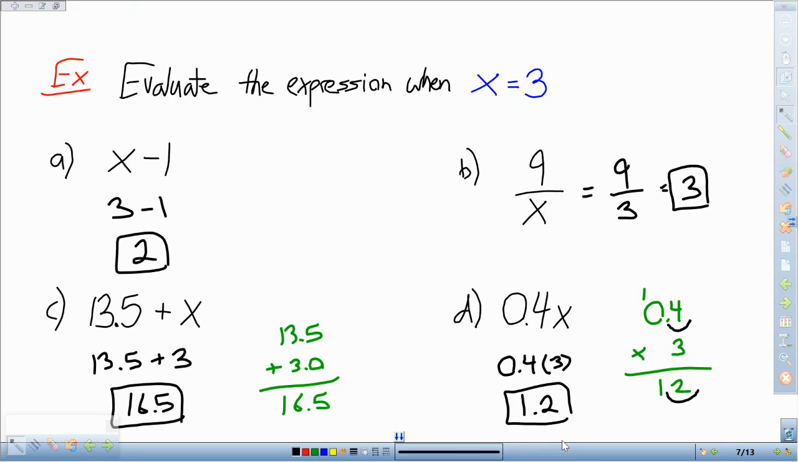Again, I let you use calculators in this class, so you can not have to do long multiplication or addition if you got one.